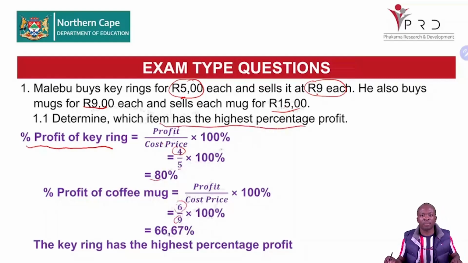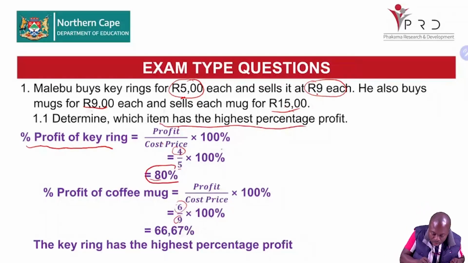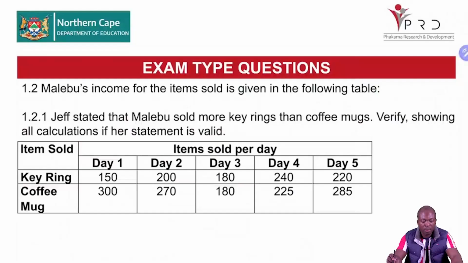Yes, learners? This one. Which is what? The key ring. Thank you for that. Now, we have got question 1.2. Malibu's income for the items that were sold is given in this table below.